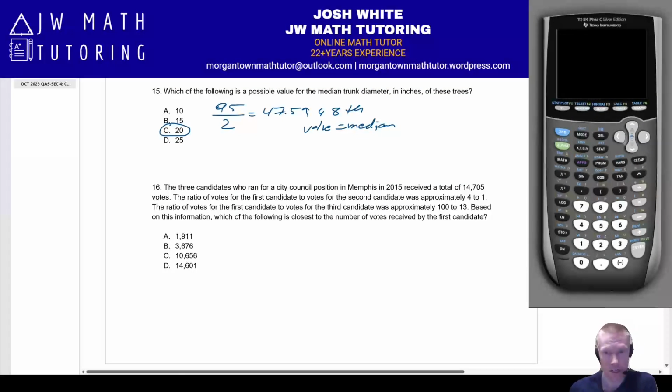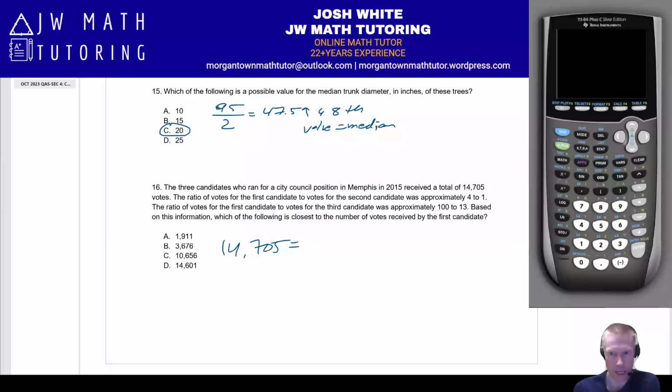All right, for number 16, here we have basically a ratio equation. So you have three different candidates running for this position. You know the total number of votes, 14,705. And you know the ratio of the votes between the first and second candidate was 4 to 1, and the ratio of the votes for the first and third candidate was approximately 100 to 13.